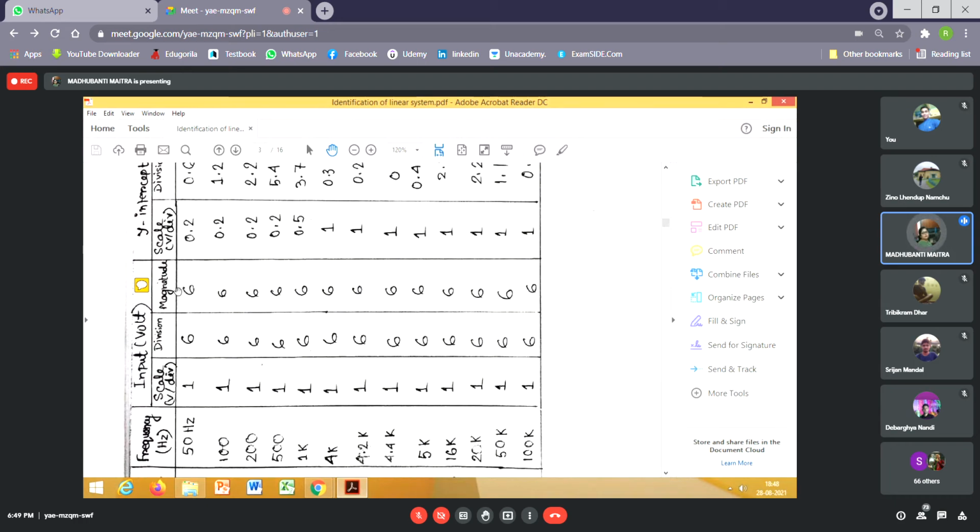Now, this we denote, can you see this? The peak-to-peak amplitude of the input signal is denoted by the symbol 2A. Can you see this? Yes, ma'am. Okay.